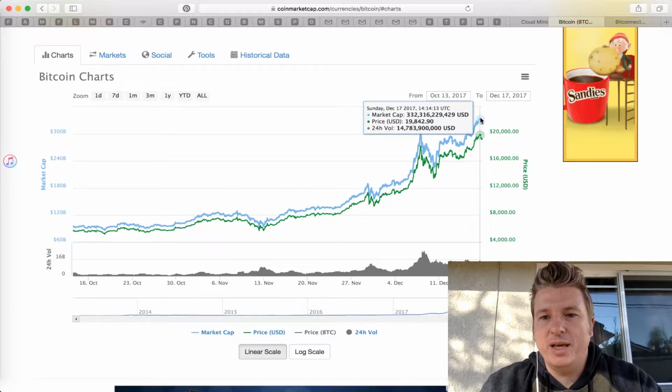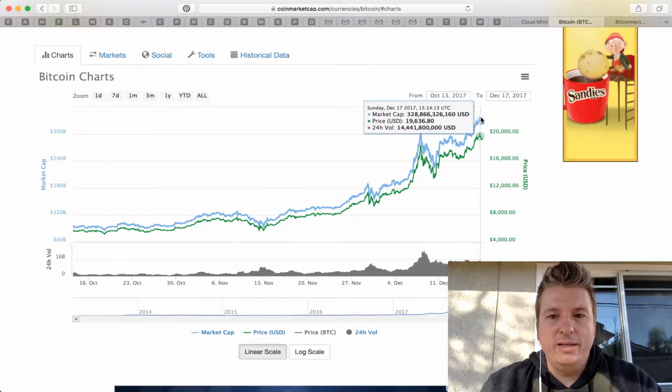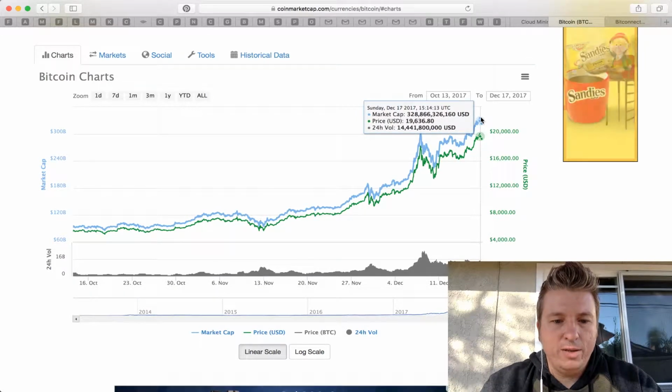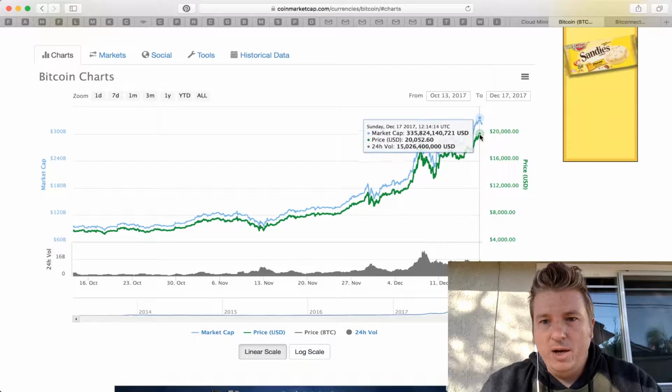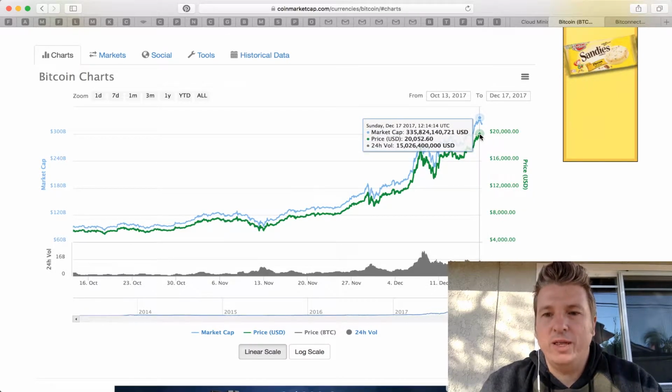Probably is higher than that. I just can't see it. But anyways, that is amazing. And there's the market cap and there's the price. Nope. So we're sitting, oh yeah, 20,052. That's where we've broke 20,000 now. That's amazing. Bitcoin continues to grow.